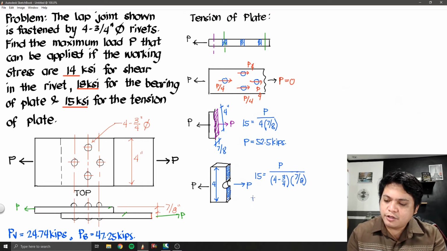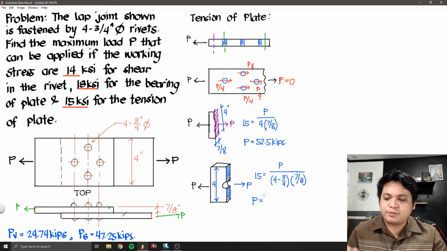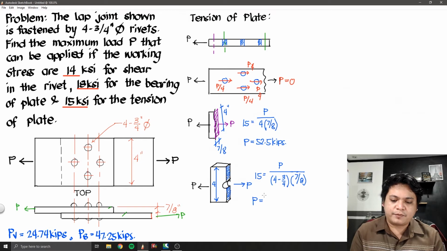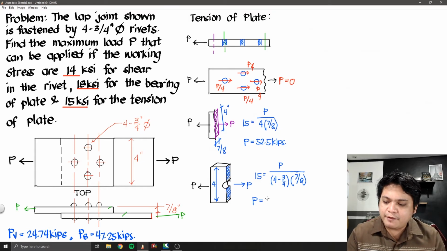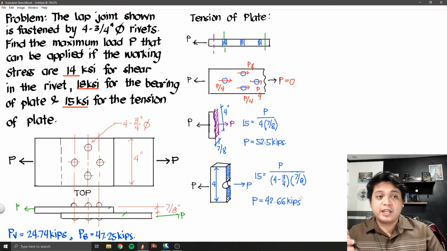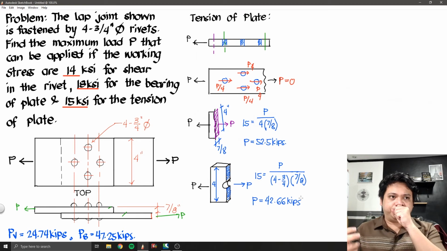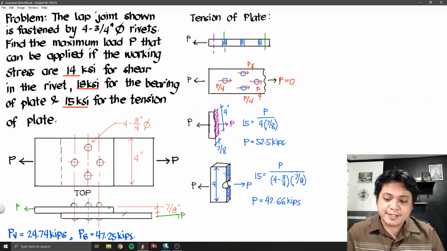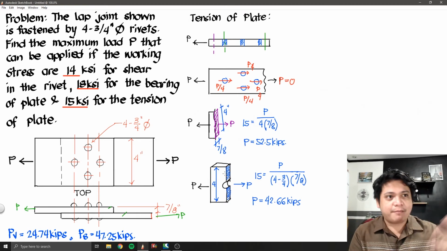Okay? So, that you will be having here the force P. So, P multiplied by 4 minus 3/4 multiplied by 7 over 8. So, you will be having only here 42.66 kips. So, as you can see, it decreased. Because our area is getting smaller, the force decreases.